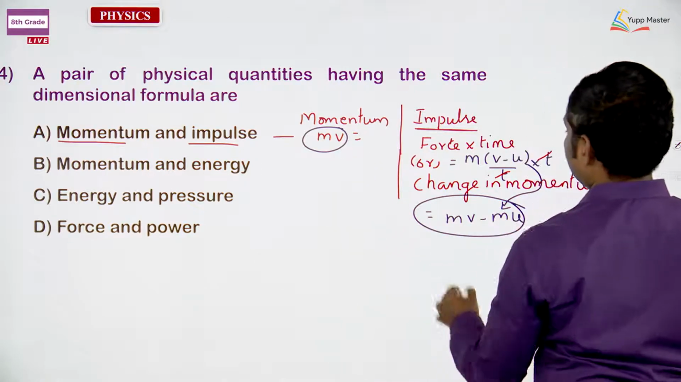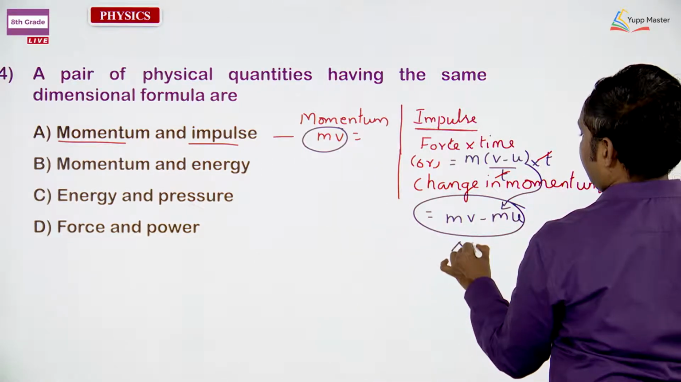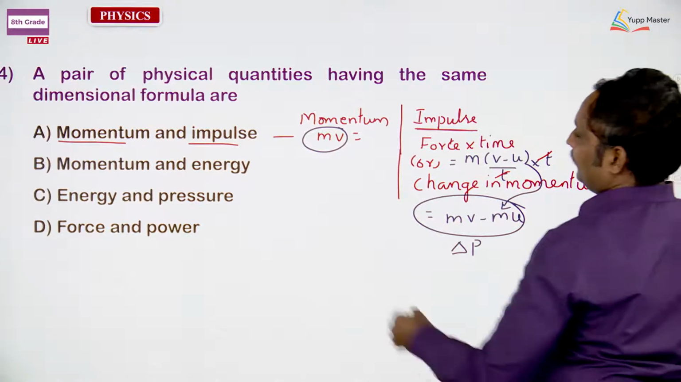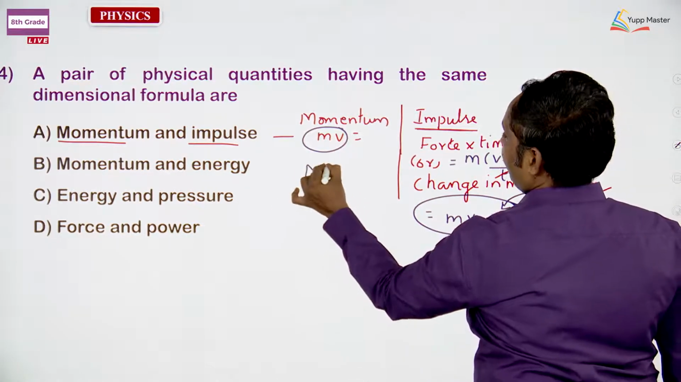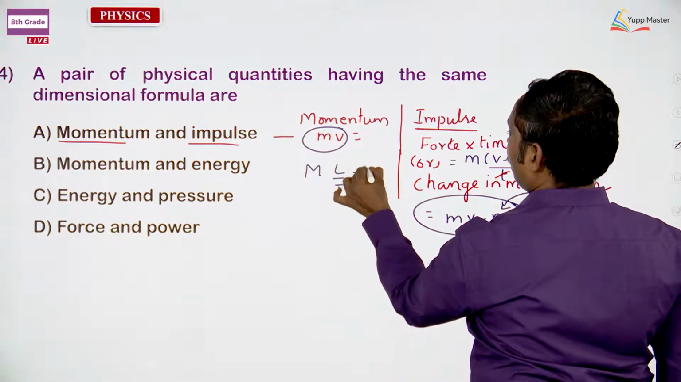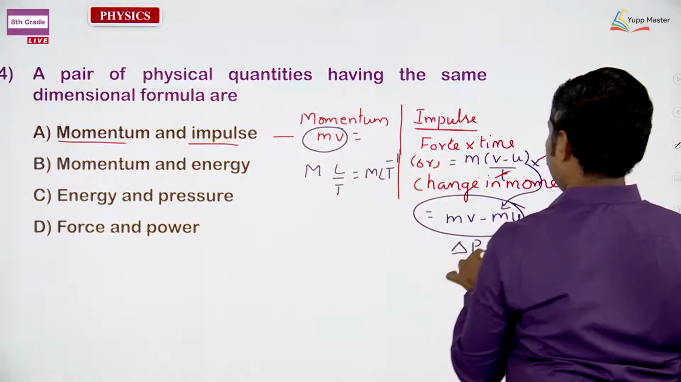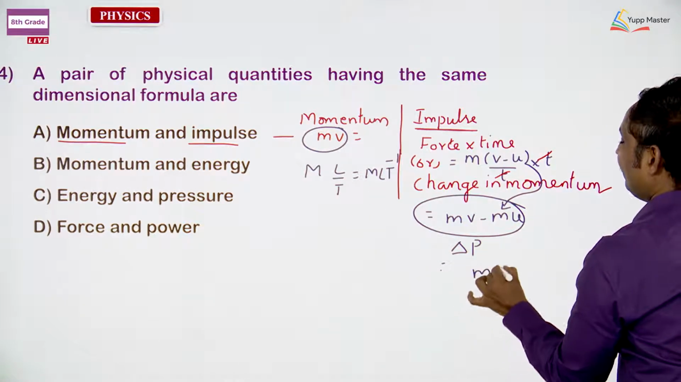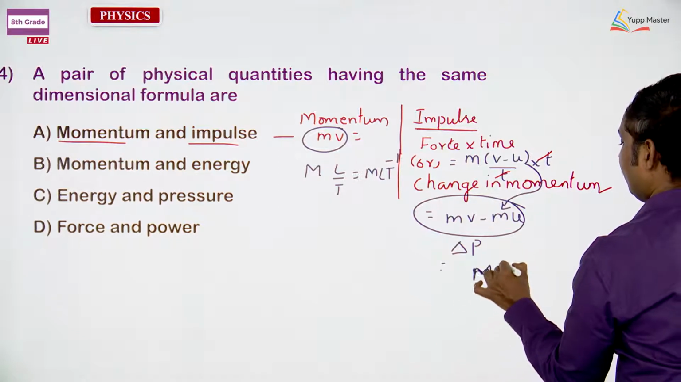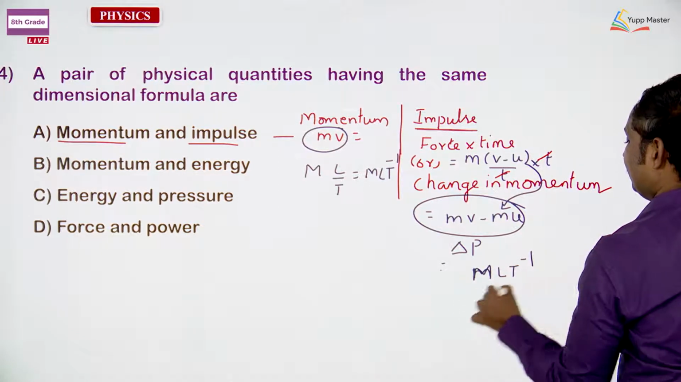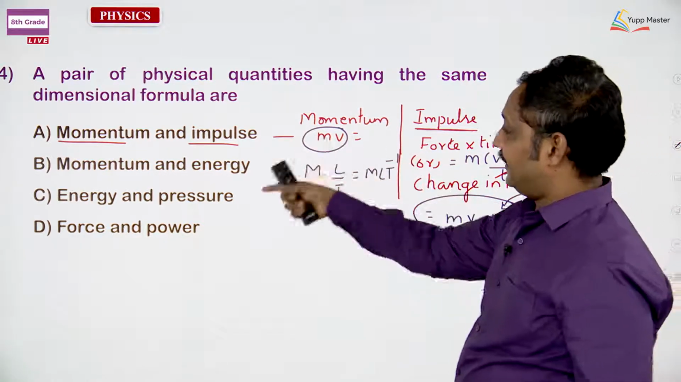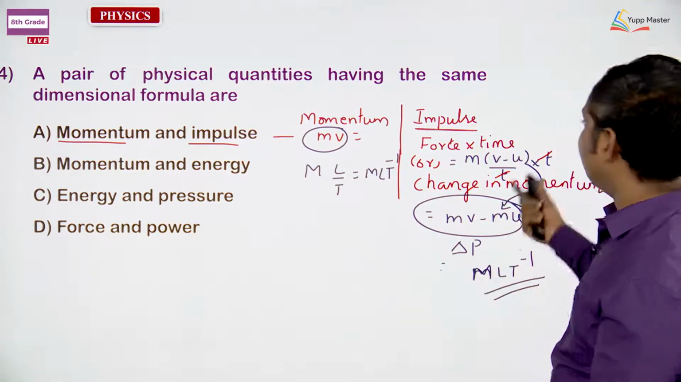Here you will get delta p, change in momentum. Here we know very well this is m L by t, so that is equal to M L T minus 1. Here also M L T minus 1. Impulse and momentum have the same physical dimensions, we have checked it.